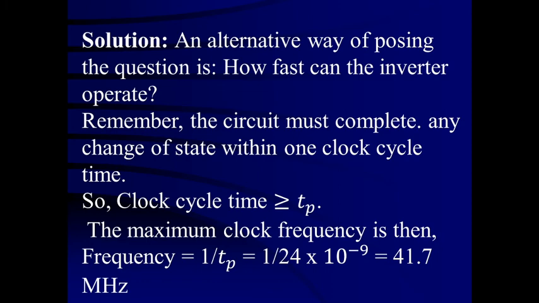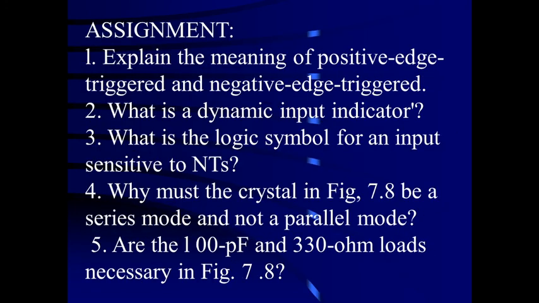Remember, the circuit must complete any change of state within one clock cycle time. So the clock cycle time is greater than or equal to Tp. The clock cycle time must always be at least equal to the propagation delay time Tp. So the maximum clock frequency is f equal to 1 upon Tp, which is 1 upon 24 times 10 raised to minus 9 seconds, equal to 41.7 megahertz. So this circuit can operate only up to a maximum of 41.7 megahertz.